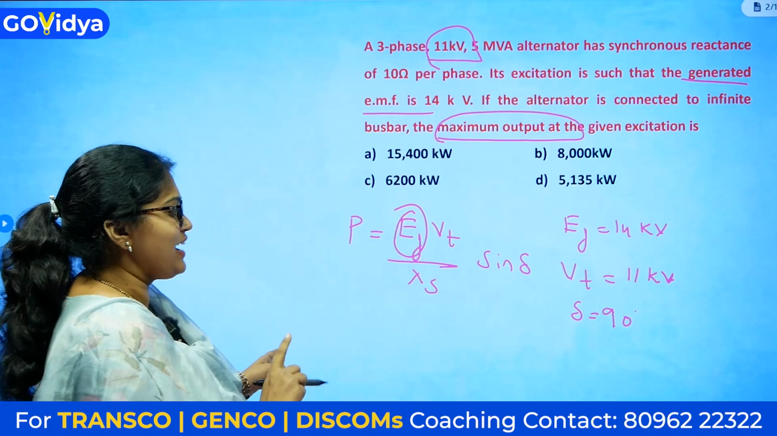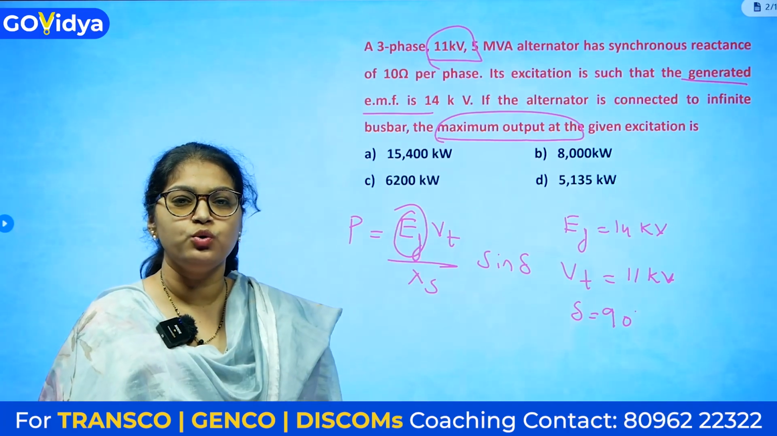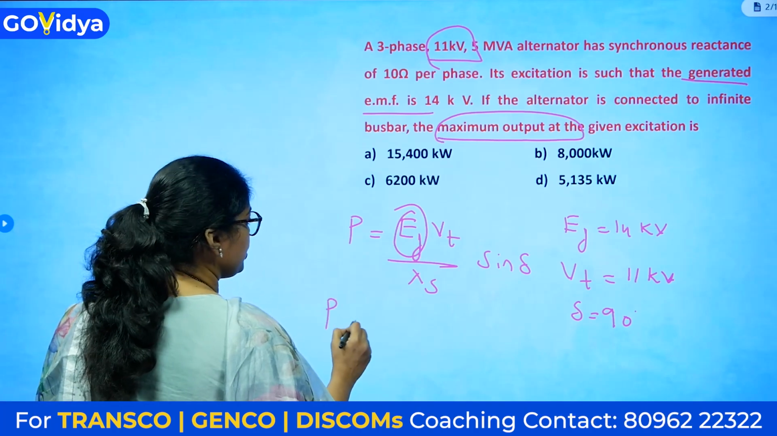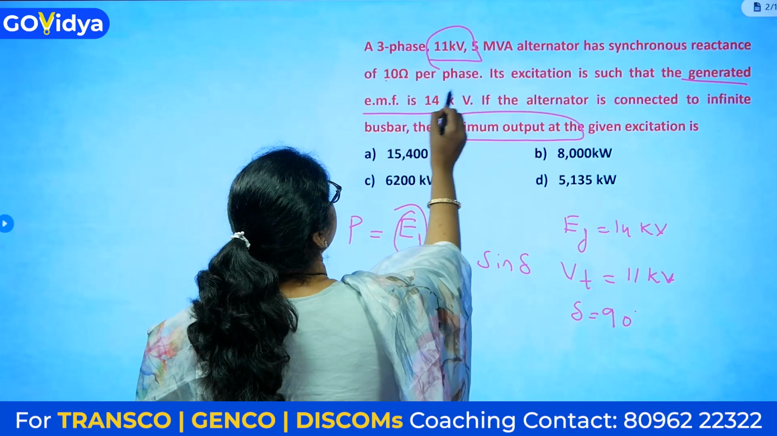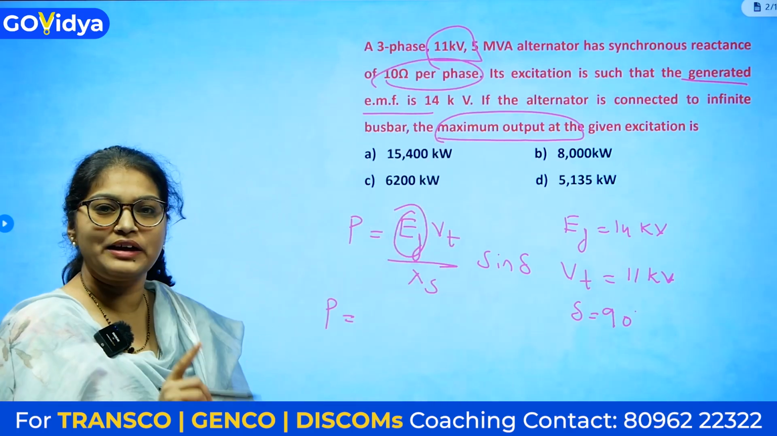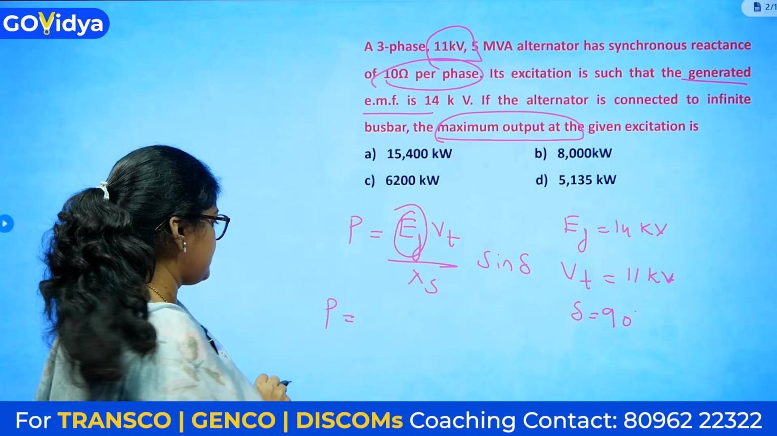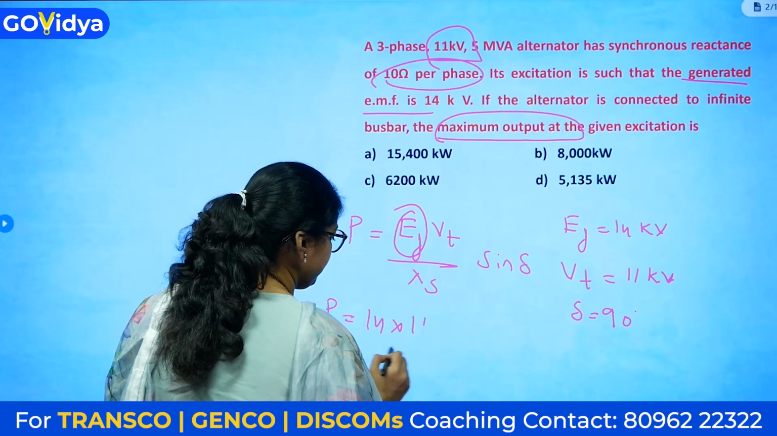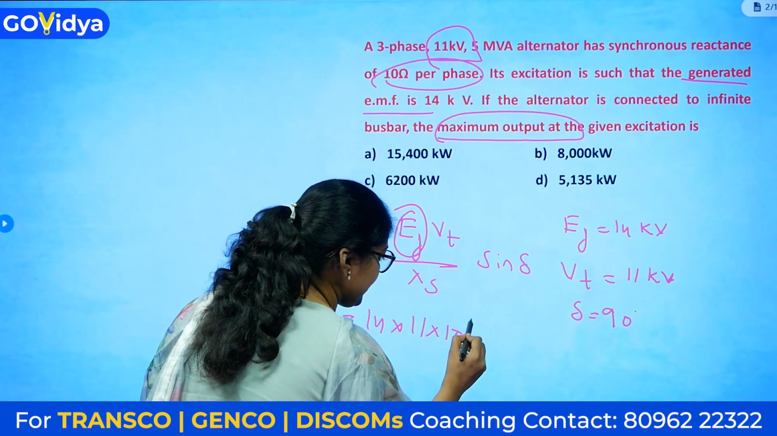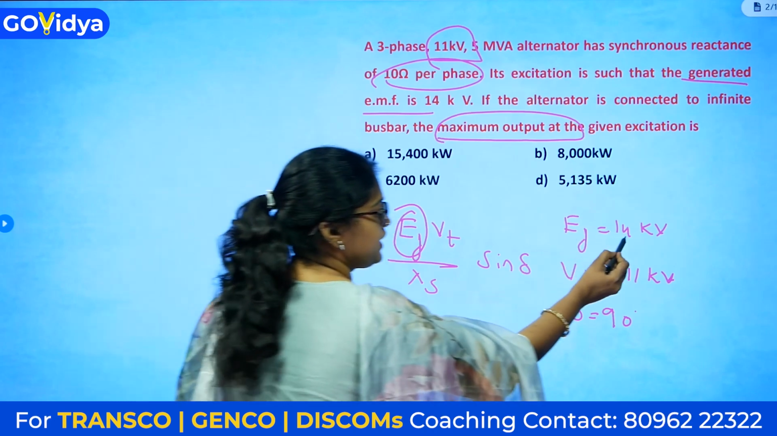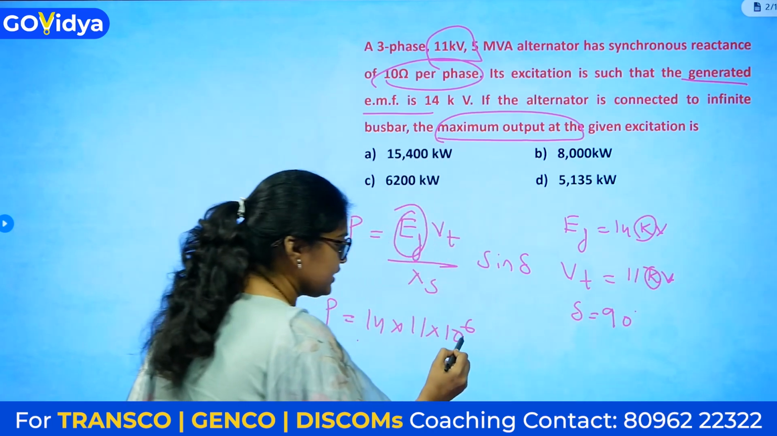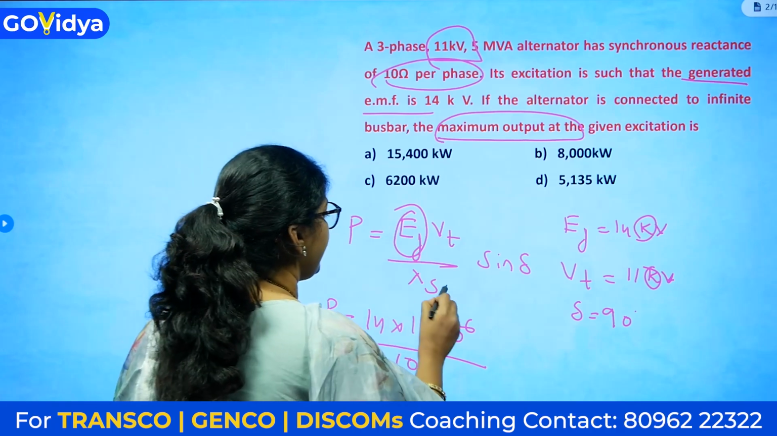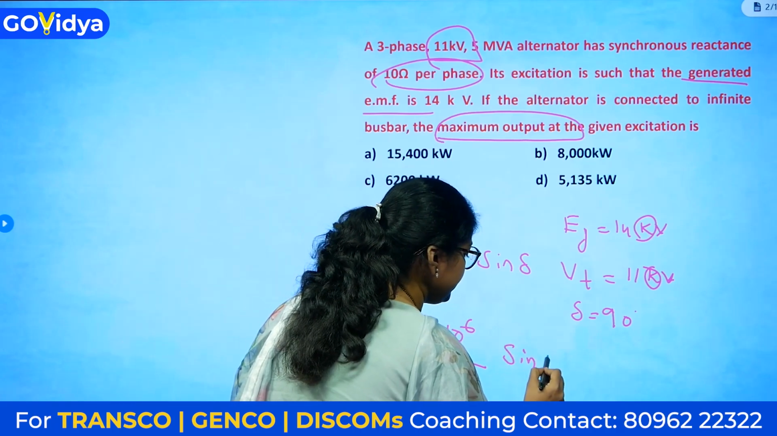Clear? So in this calculation, everything we have to calculate with respect to phase values. So let's calculate that. P is equal to, then what is the Xs? 10 ohm per phase. So 14 into Vt is 11 kV, I'll write together as 10 power 6, by Xs is 10 ohm per phase, and sin delta angle is 90. So sin 90 is 1.